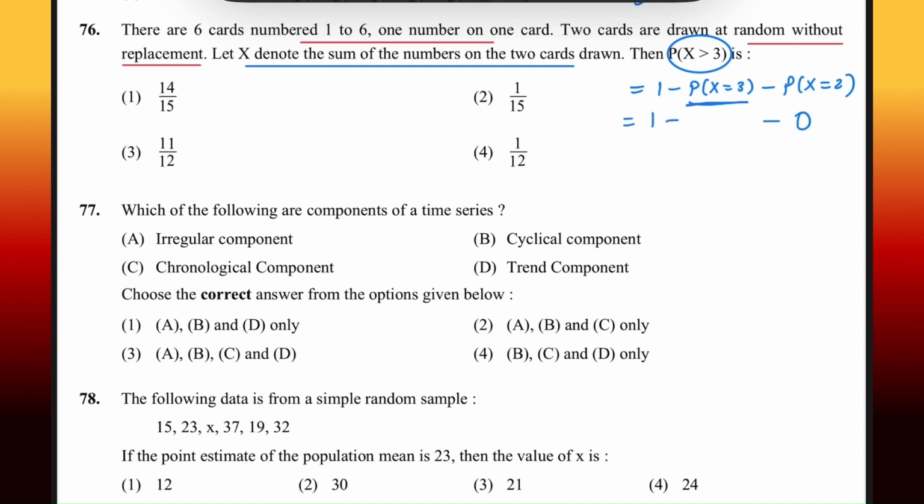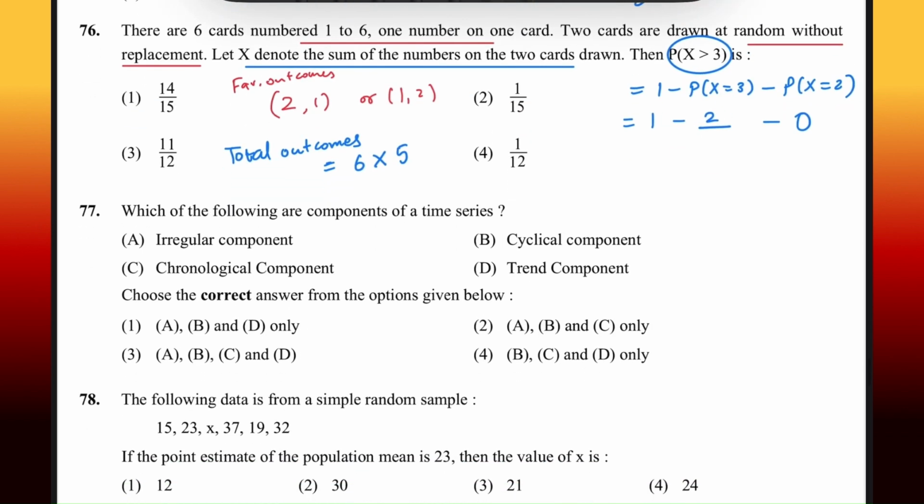So what is the probability that x equals 3? How many outcomes are there when you get 3? So here you get favorable outcomes as either 2, 1 or 1, 2. So in that sense, you get the sum as 3. So the favorable outcomes are 2. And what are the total outcomes? So here for the first trial, you have 6 possible cases. From 1 to 6, you can pick any number. And for the second trial, you can pick 5 possible cases. Why? Because repetition is not allowed. So the first number cannot repeat itself. So that gives us total outcomes as 30.